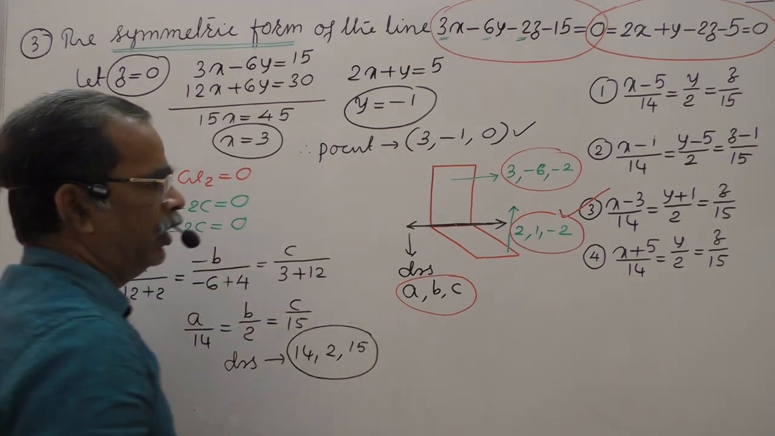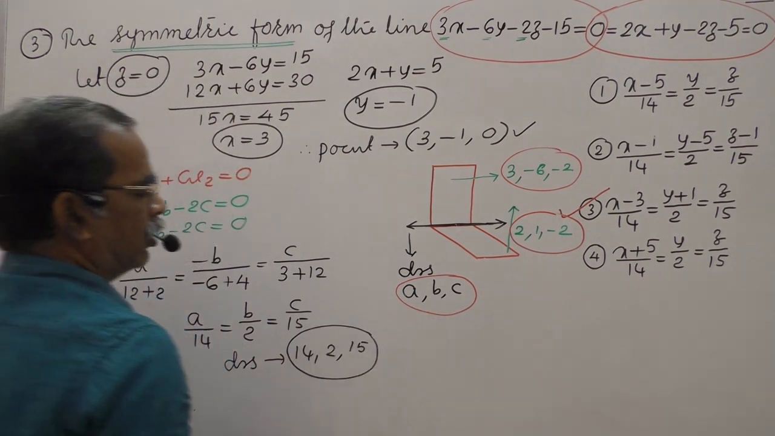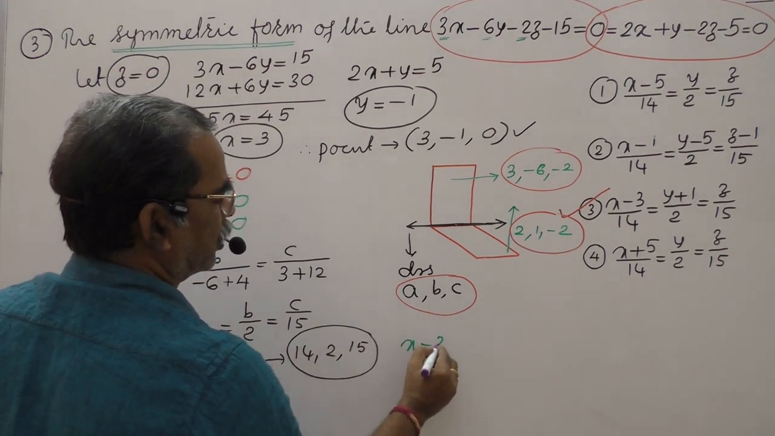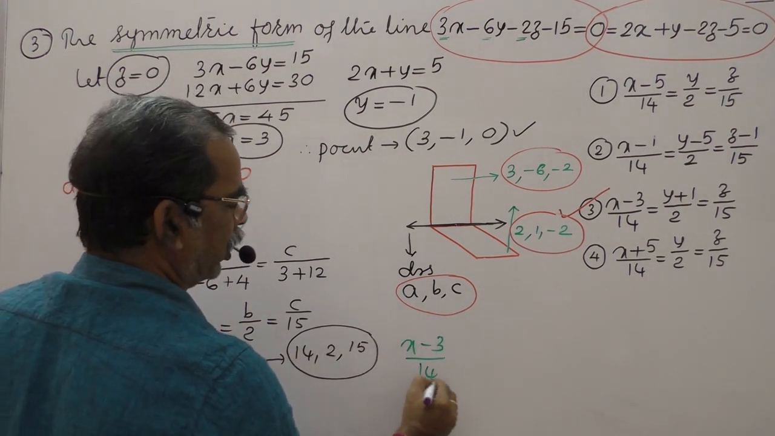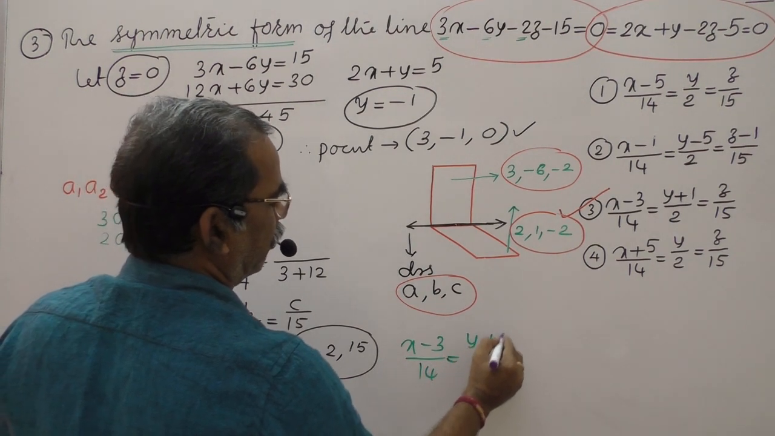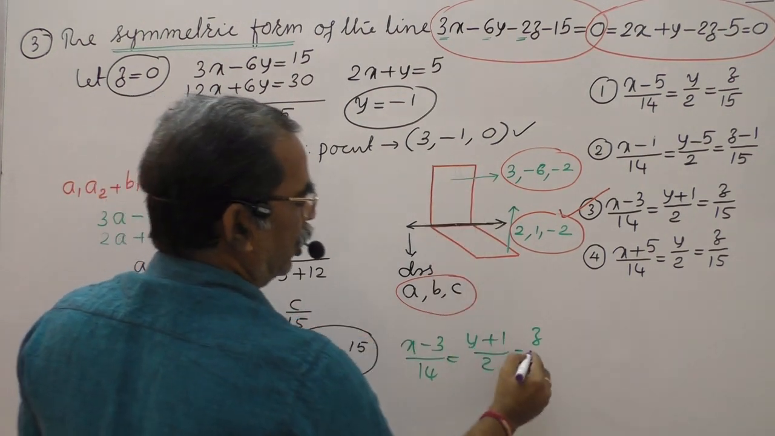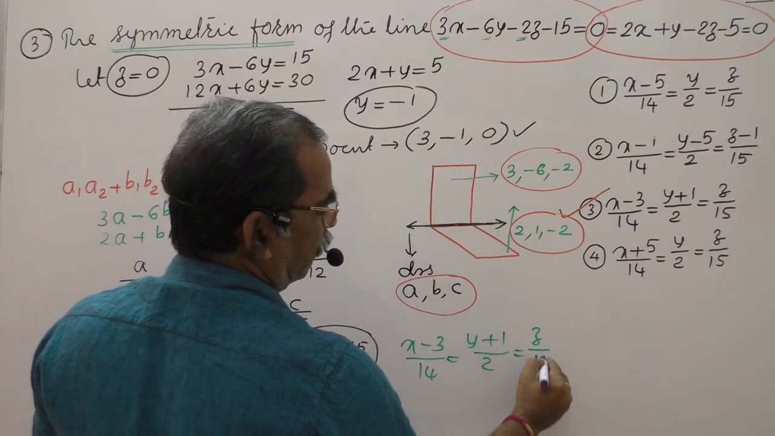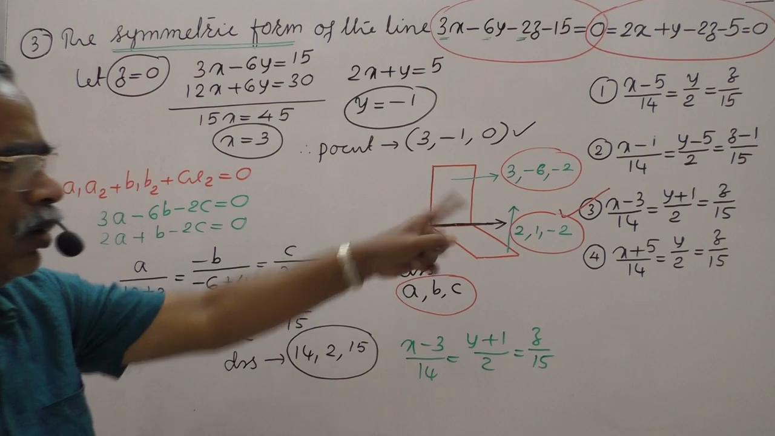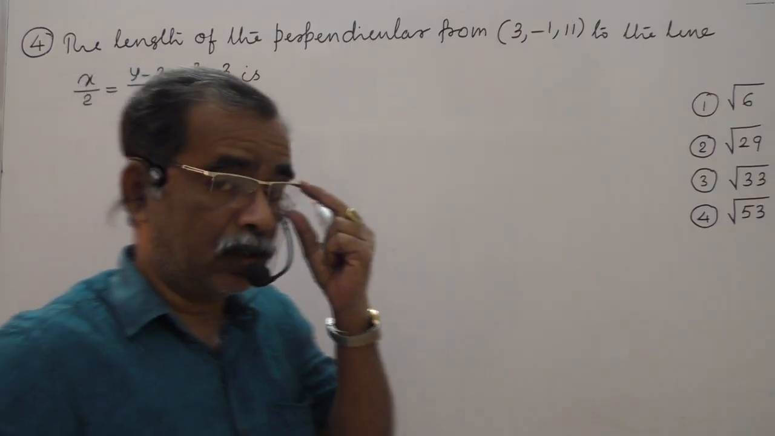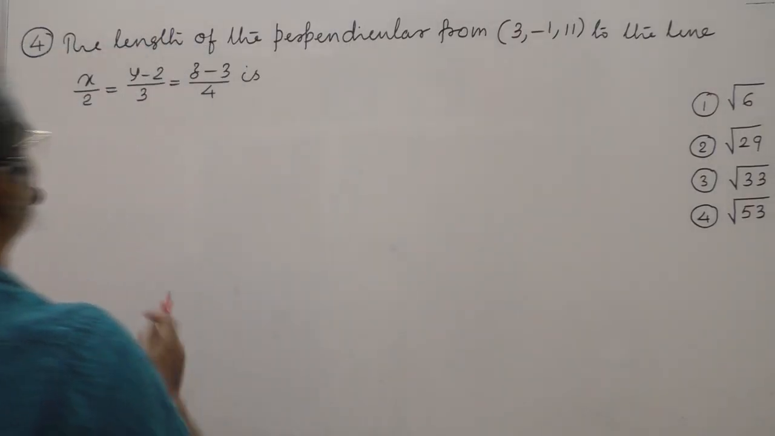We have applied that symmetric form: x minus x1 by a means 14, y minus y1 by b is 2, z minus z1, 0, by c is 15. That's all. Third option. Next question, we will see next question.